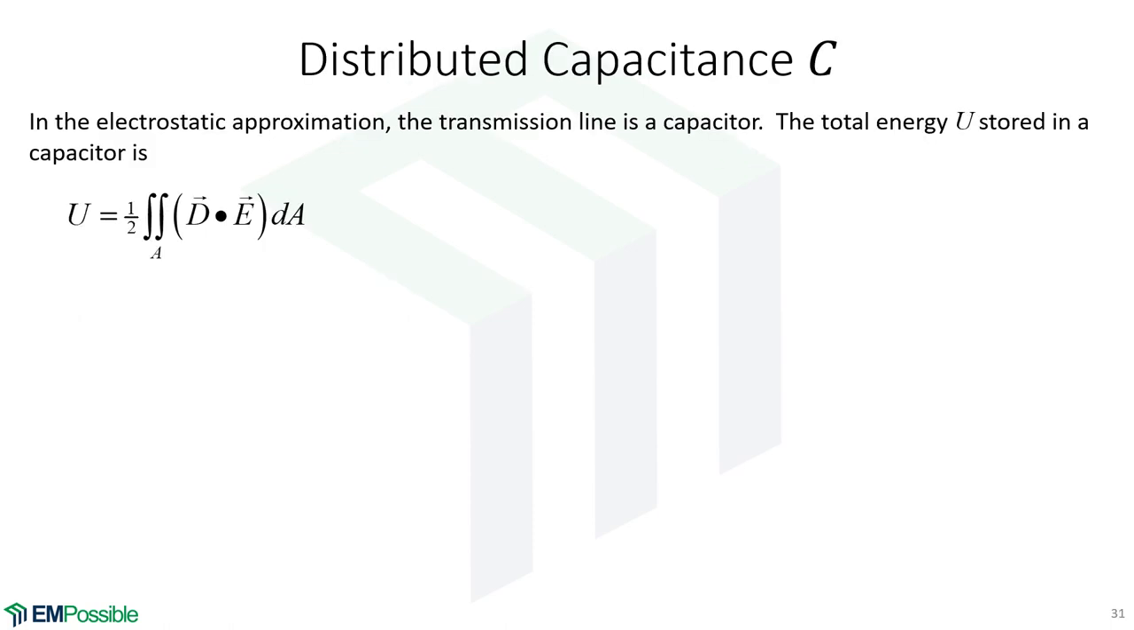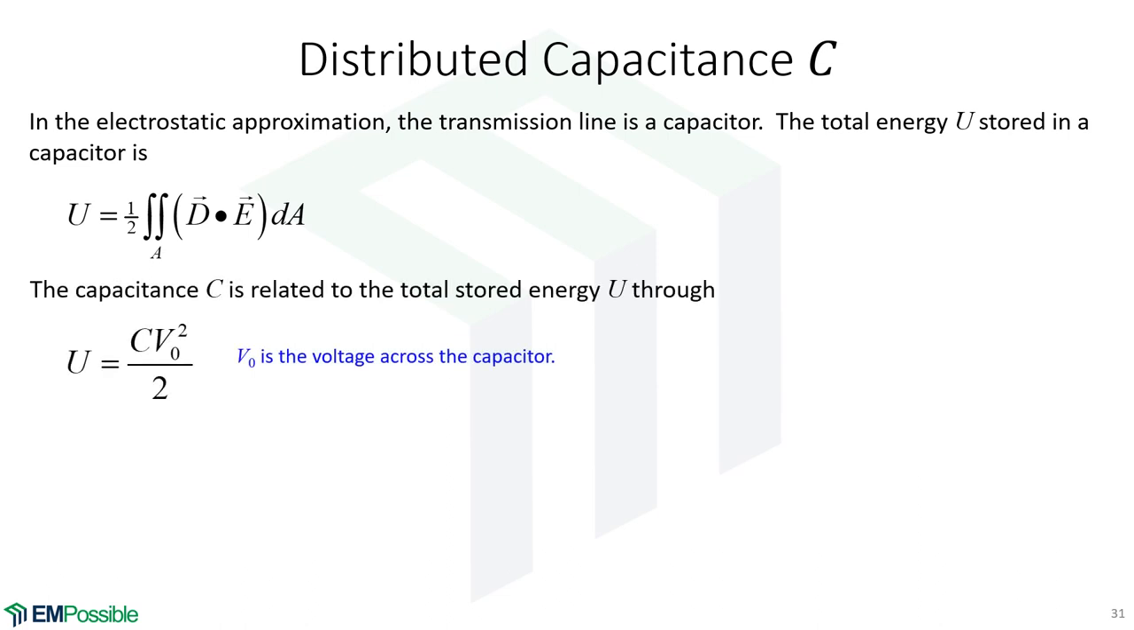On to our distributed capacitance. Well, this is how we're calculating it: we're looking at our transmission line as a capacitor. The total energy stored, we have to integrate the energy density. And from electrostatics and electromagnetic field theory, we know that the energy density is 1/2 D dot E. We brought the 1/2 to the outside and we've just calculated D and E. So we can take the dot product at every point on our grid and add it all up to get the overall energy U.